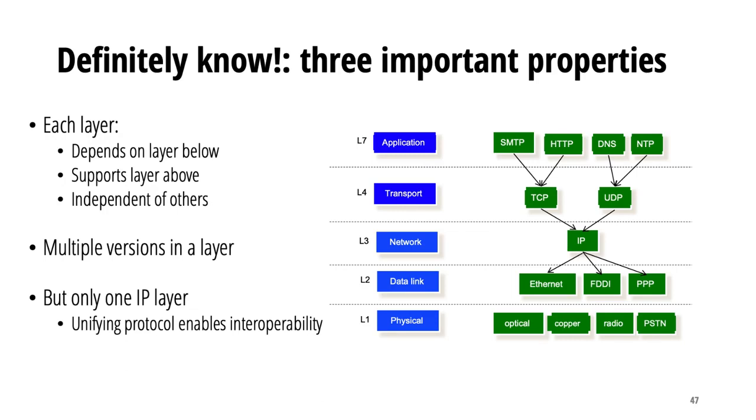Things to remember, there are 3 important properties to remember in this picture. One is that we have this notion of strict layering. So every layer builds only on the functions implemented at the layer below, and it supports the API that the layer on top builds. Okay?